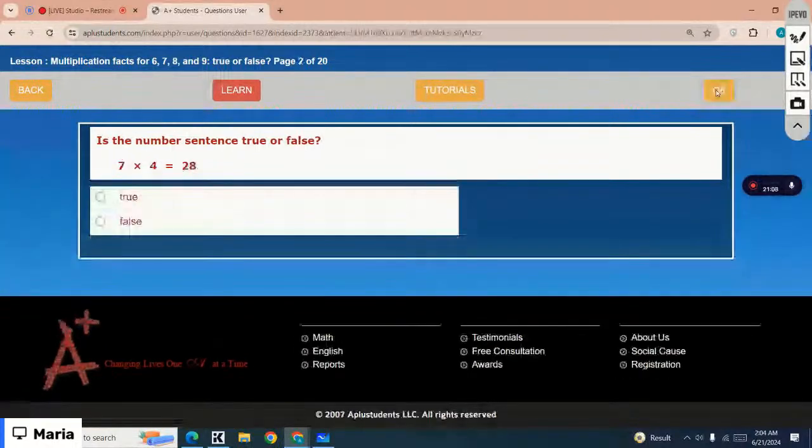Is the number sentence true or false? 7 times 4 equals 28. Is it true or false? Yes, true it is. 7 times 4 is 28. The correct option is true.